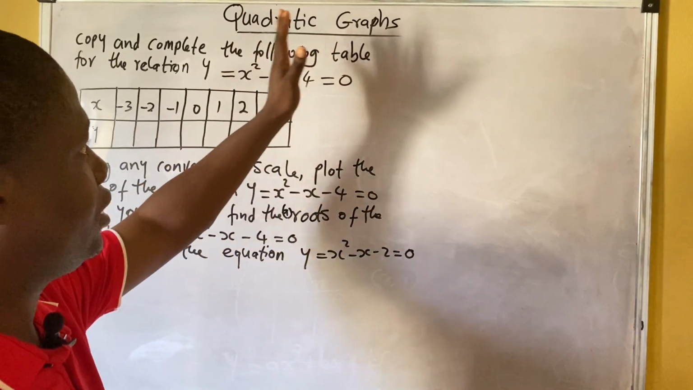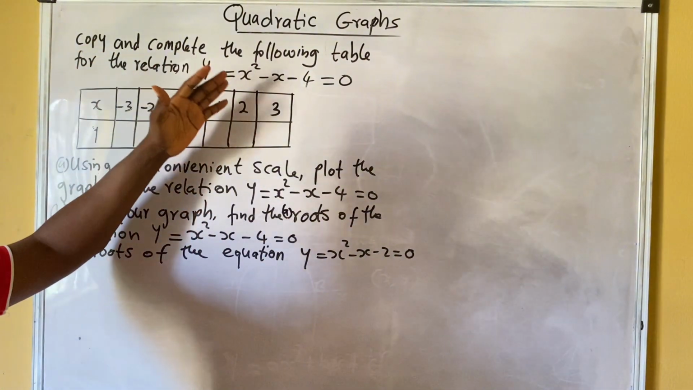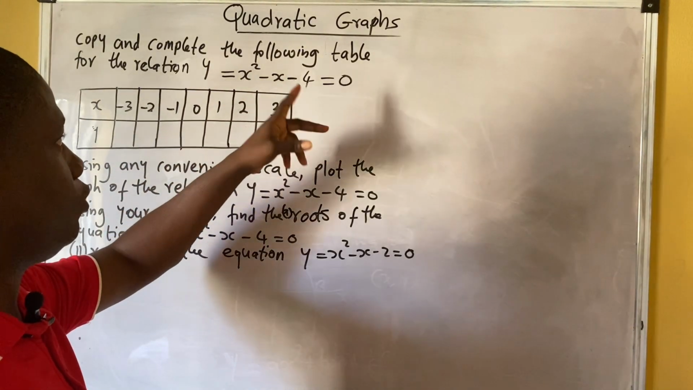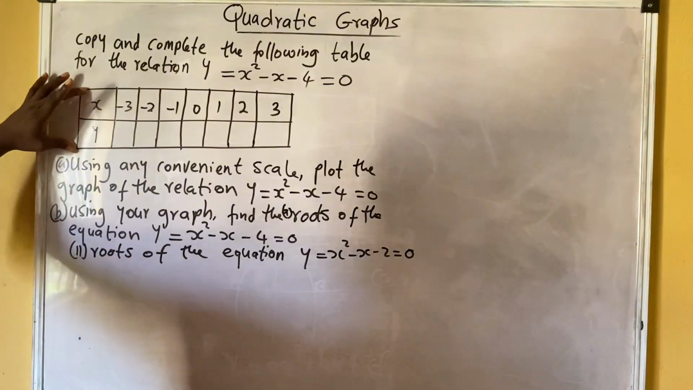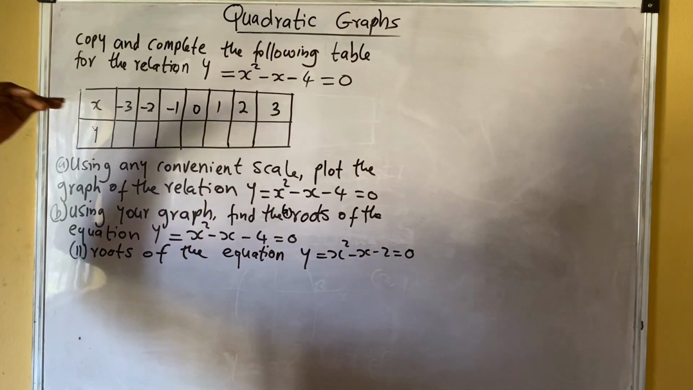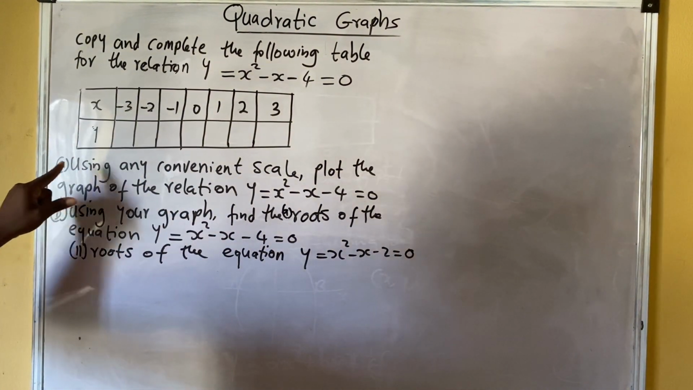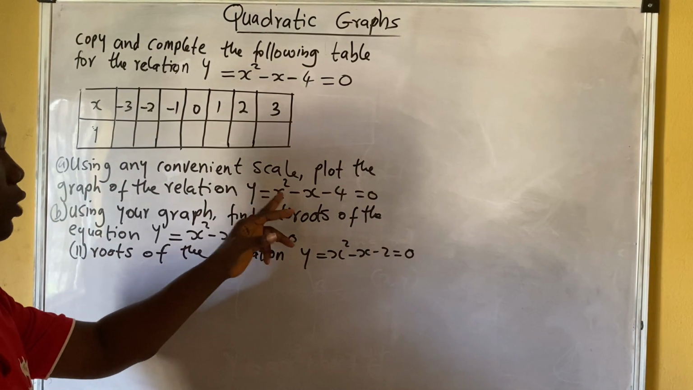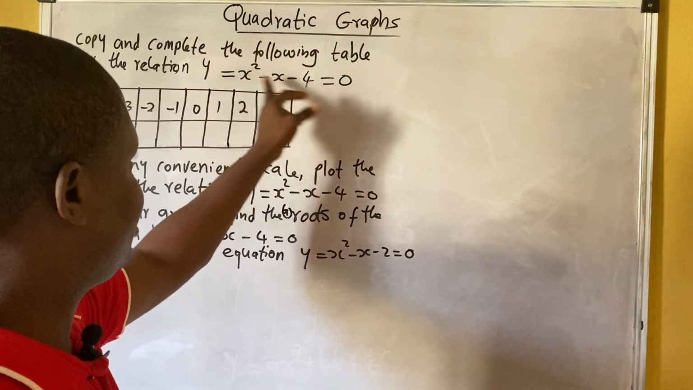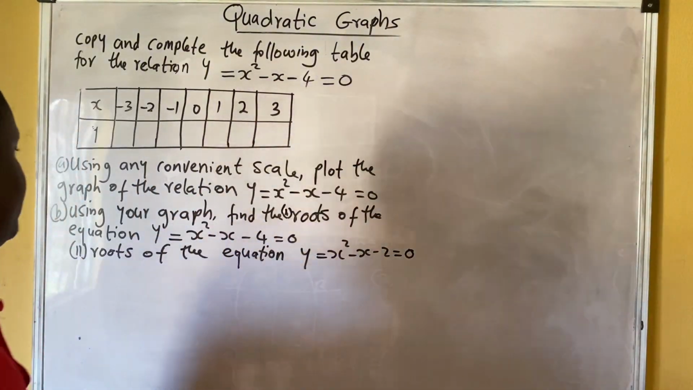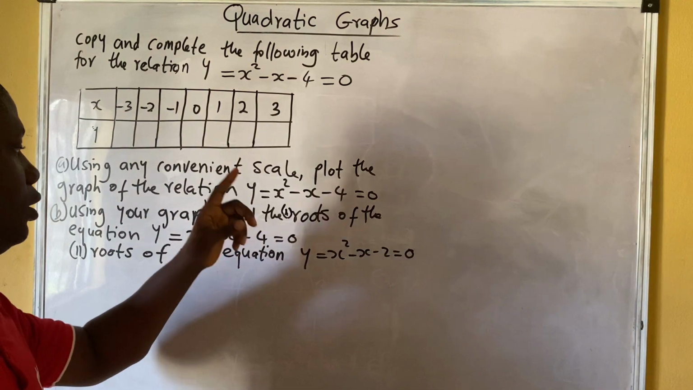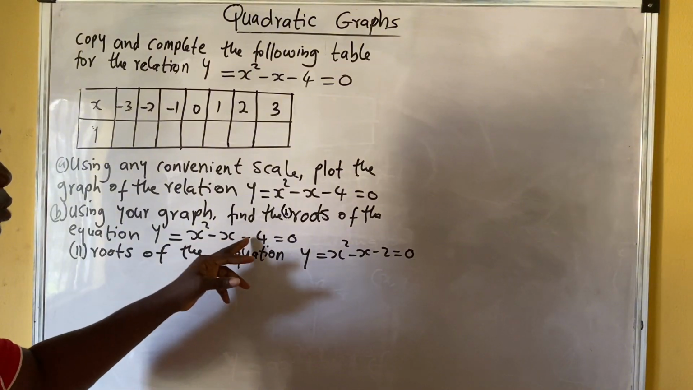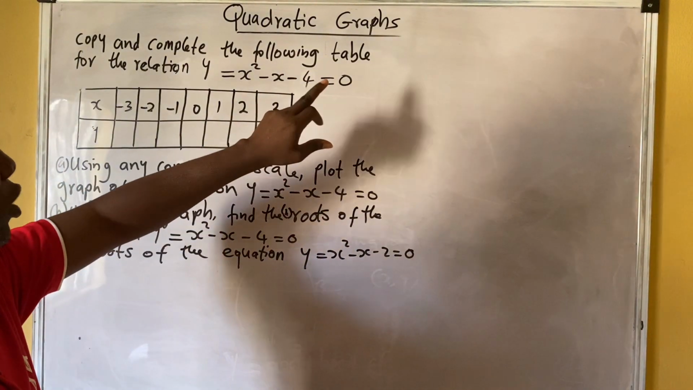So we have an example under quadratic graph, and the question says copy and complete the following table for the relation y = x² - x - 4 = 0, and this is the table we are given. And there are other questions. Question A says using any convenient scale, plot the graph of the relation y = x² - x - 4, which is the same equation. And the B part says using your graph, find the roots of the equation y = x² - x - 4 = 0, which is the same equation.